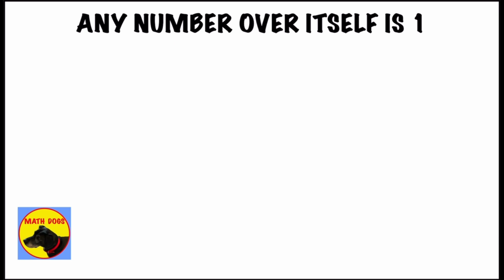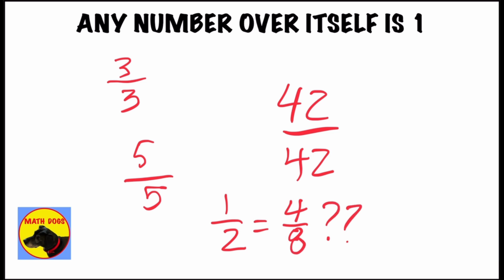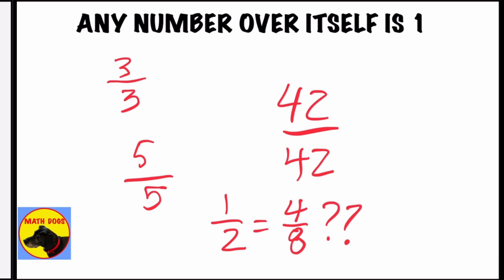So that means there are many different forms of 1. 3/3 is equal to 1. 5/5 is equal to 1. 42/42 is equal to 1. And so when we're renaming fractions and we put together the first idea, that any number times 1 is itself, and this second idea, knowing that any number over itself is 1, we're able to answer that question: why does 1/2 equal 4/8? So let's put it all together and take a look at it.